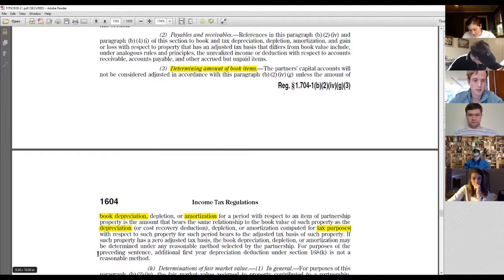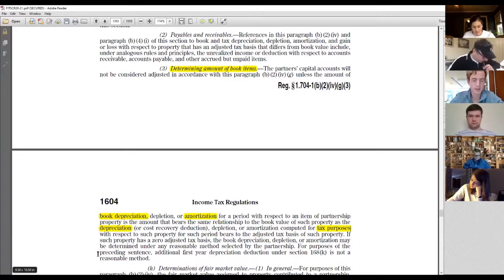So you have 4 years left. You're going to divide the tax basis by 4 for each year. You're going to divide the book value by 4 for each year. That means the rate is 25% a year. And that's what's going to happen here.